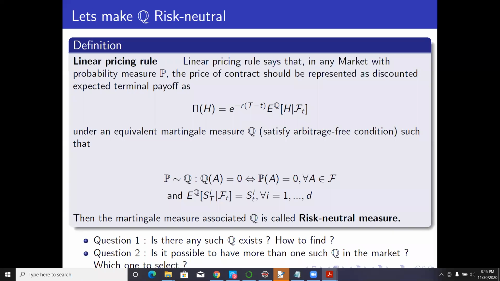Let us raise another question. In the market, is it possible that I may have multiple Qs? If there are multiple Qs, then how do we select a particular one? Because if there are multiple Qs, the pricing will be multiple. We'll discuss this in more advanced steps, but these are the questions that have been raised.